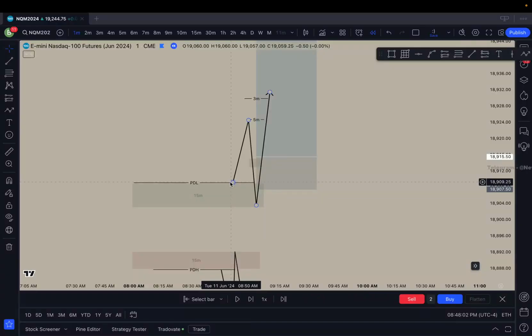So just an inversion and a PD array with the sweep of sell side liquidity, buy side, targeting unfilled gaps. Yep, that's it.